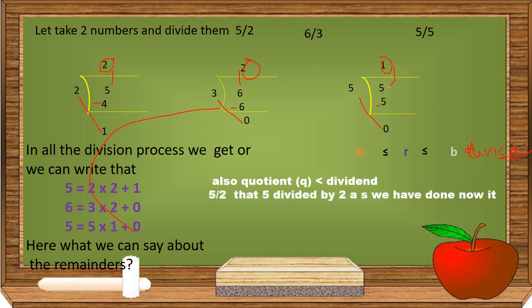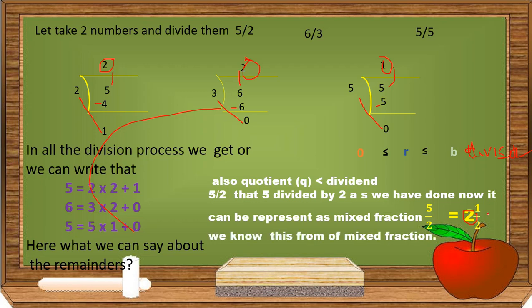Now in 5 by 2, what is the meaning? That 5 divided by 2, as we have done in the above example. What can we represent for 5 by 2? As a mixed fraction, 5 by 2 is nothing but 2 1 by 2, where this 2 is the integral part and this 1 by 2 is the fraction part. So we know this way of writing any fraction as a mixed fraction.